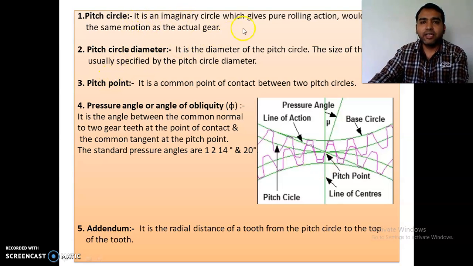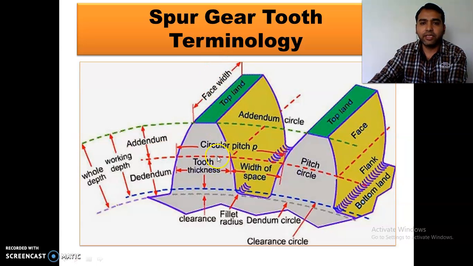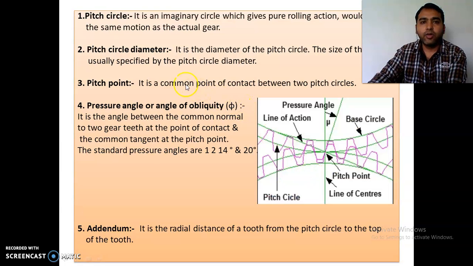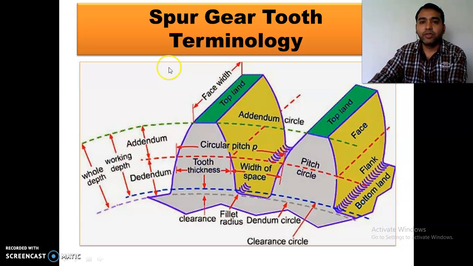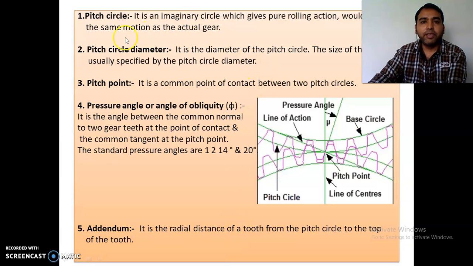It is an imaginary circle which gives the pure rolling action. So this is the pitch circle which gives the pure rolling action. Now pitch circle diameter. It is the diameter of a pitch circle. This is the pitch circle having diameter from its center point. So this is the pitch circle diameter, PCD.